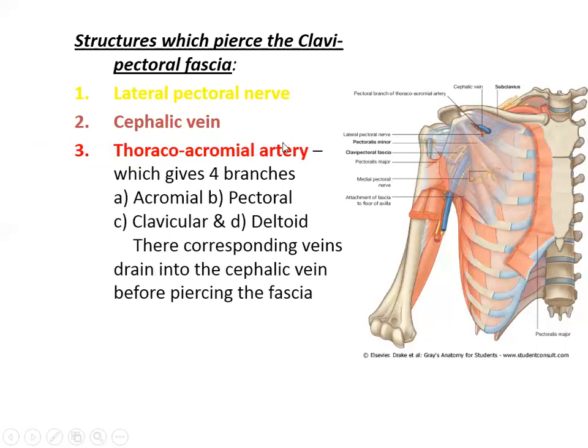Then the thoracoacromial artery, there is an artery coming here. This is called the thoracoacromial artery, which will give four branches, which are called APCD, not AB, APCD. A stands for acromial, P for pectoral, C for clavicular, and D for deltoid. There are corresponding veins that drain into the cephalic vein before piercing the fascia. So similar veins like APCD veins will also drain into the cephalic vein.